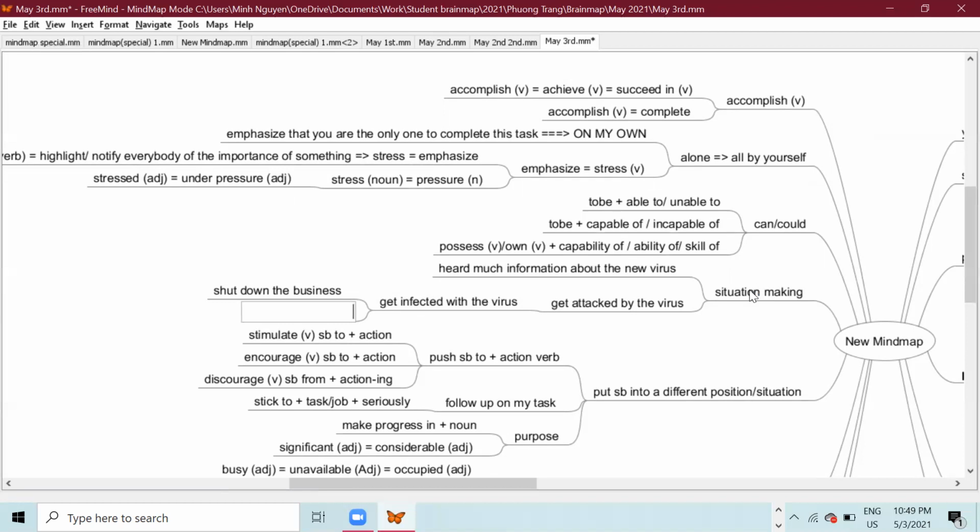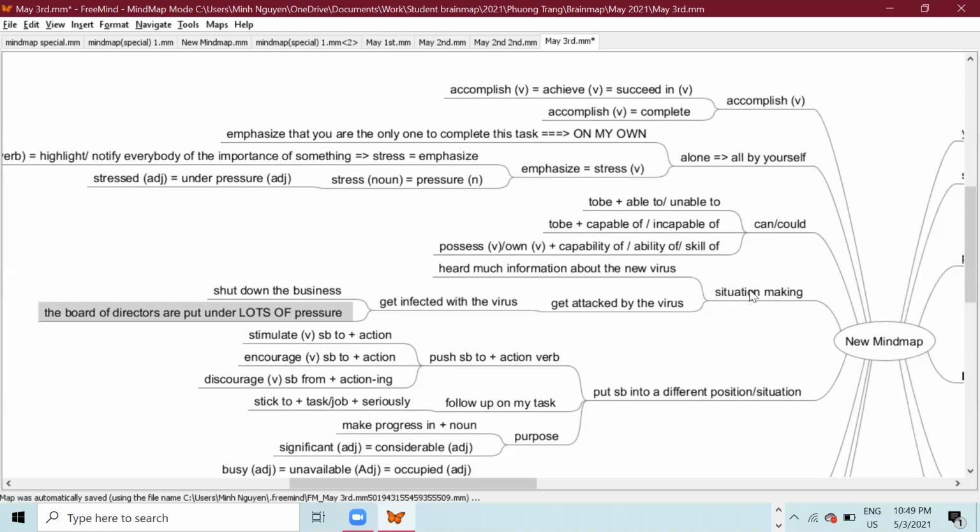More than 70% of staff had to work from home or take unpaid leave. Our board of directors was under pressure. Okay, put under a lot of pressure. Yeah, please continue to speak.